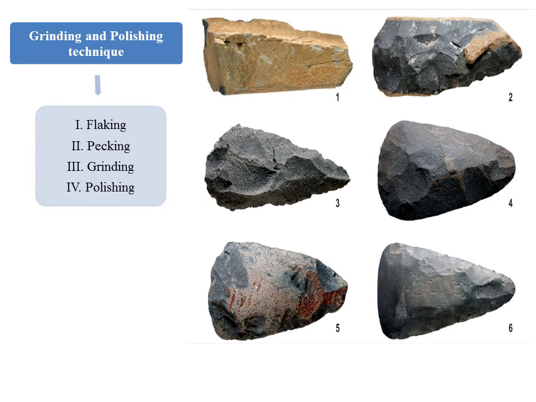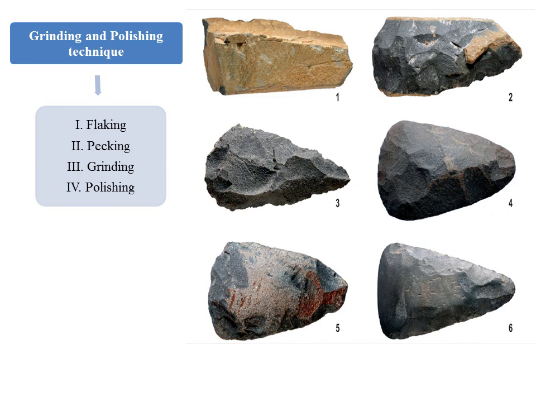Now, by the time of the Neolithic period, grinding and polishing techniques were adopted. For example, the making of a polished axe involved four stages in the process of production: flaking, pecking, grinding, and polishing. The images from 1 to 6 show the various stages where a blank is turned into a polished axe.